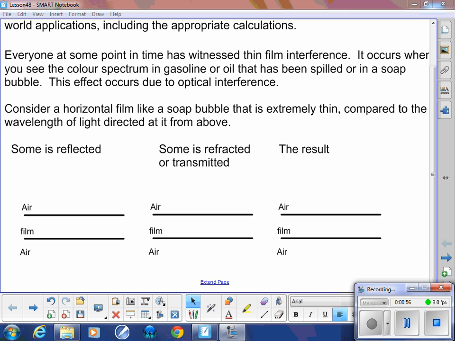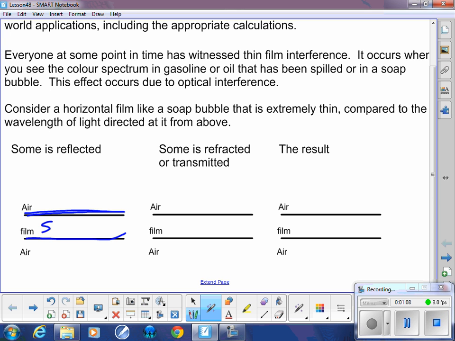I know you weren't. So some light can be reflected. Just to clarify before I get into it, what we're looking at is basically your air interface. Then we have the film, which could be either soap or gas. It's that thin film. And then underneath, for this example, I've got air, but it could be water. It could be whatever it's sitting on top of.